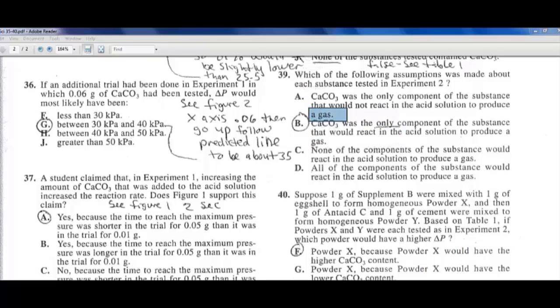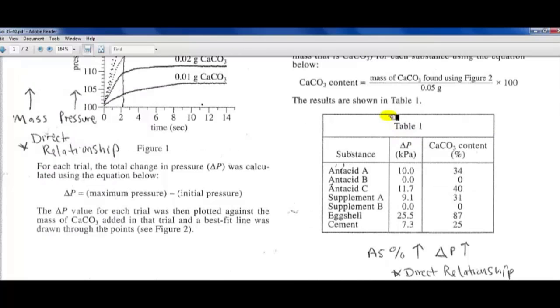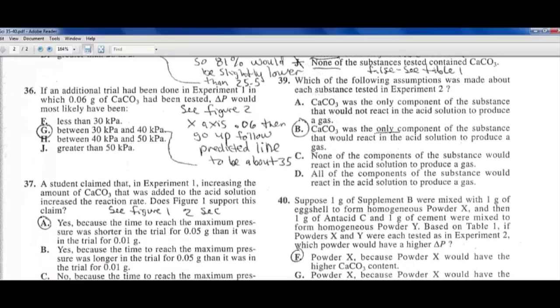Here, if you look at some of the different things in Experiment 2, in Table 1, you see that we have CaCO3 in antacid, but that's only 34% CaCO3. So if gas is produced because of CO2, which is a gas, then they're assuming that nothing else in antacid A caused the production of CO2 or gas. So this makes total sense here. Answer choice B is the correct answer.